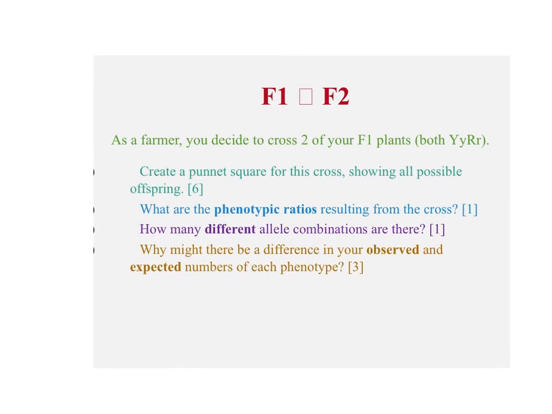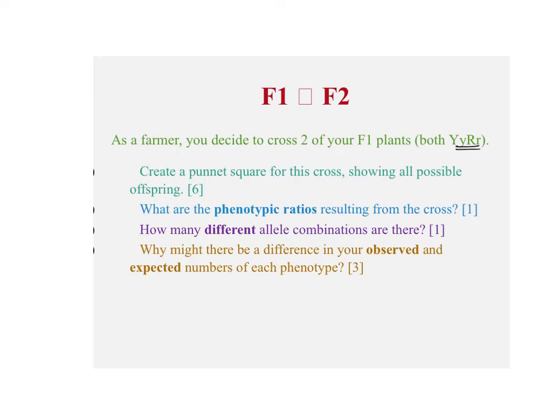Now, I would like you to think about this very carefully. I need you to pause. I want to cross 2 of those F1 plants, big Y, big R, little y, little r. And I would like you, please, to have a go at these questions. Okay? Big Y, big R, little y, little r, 2 plants.